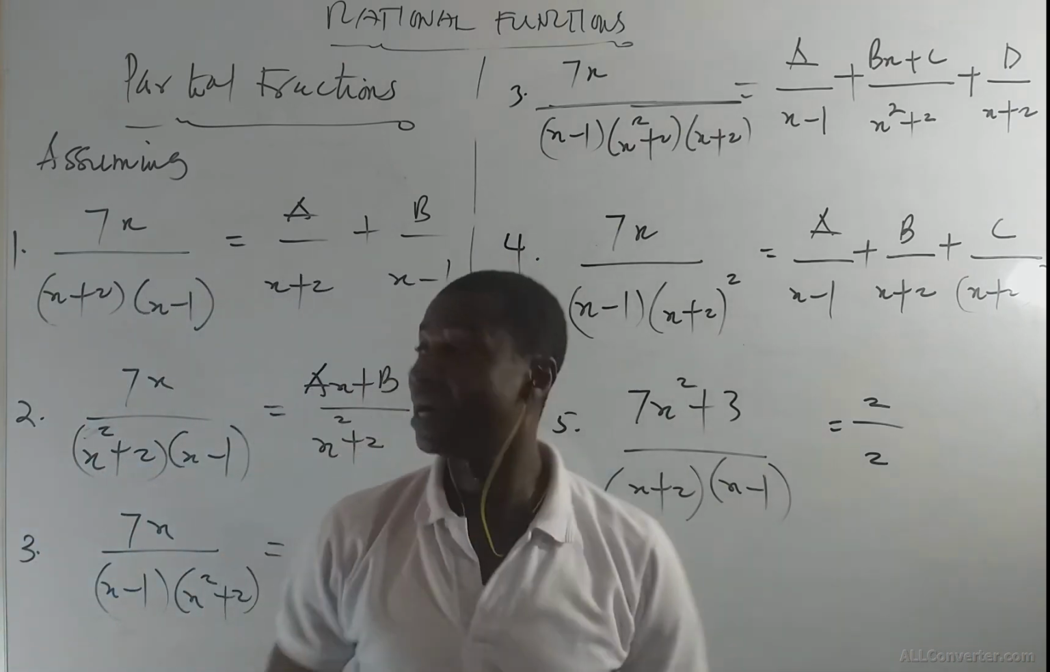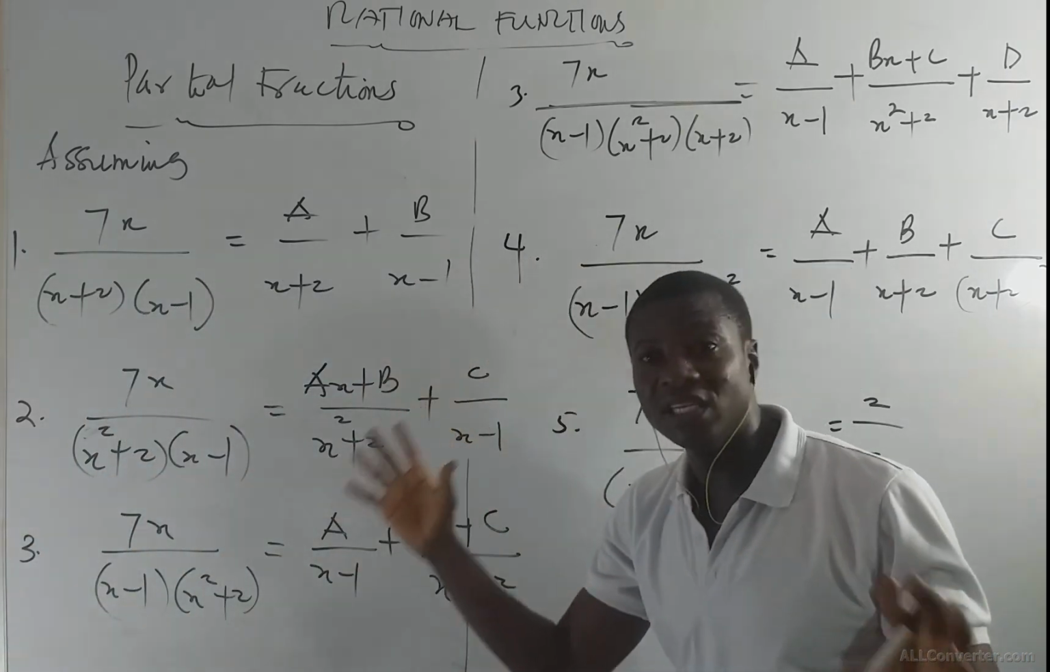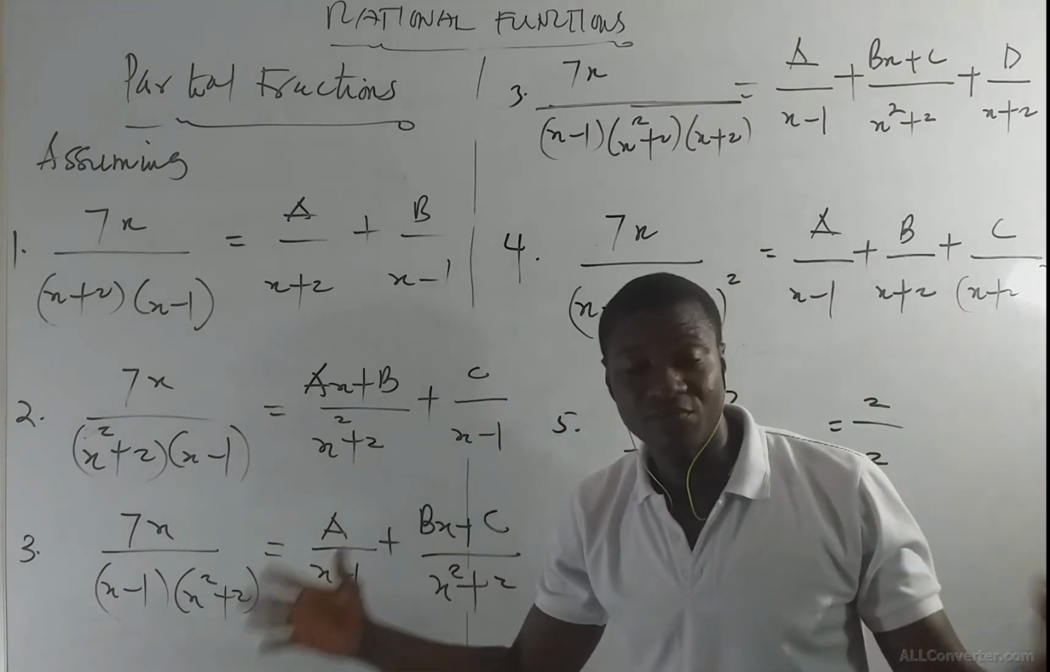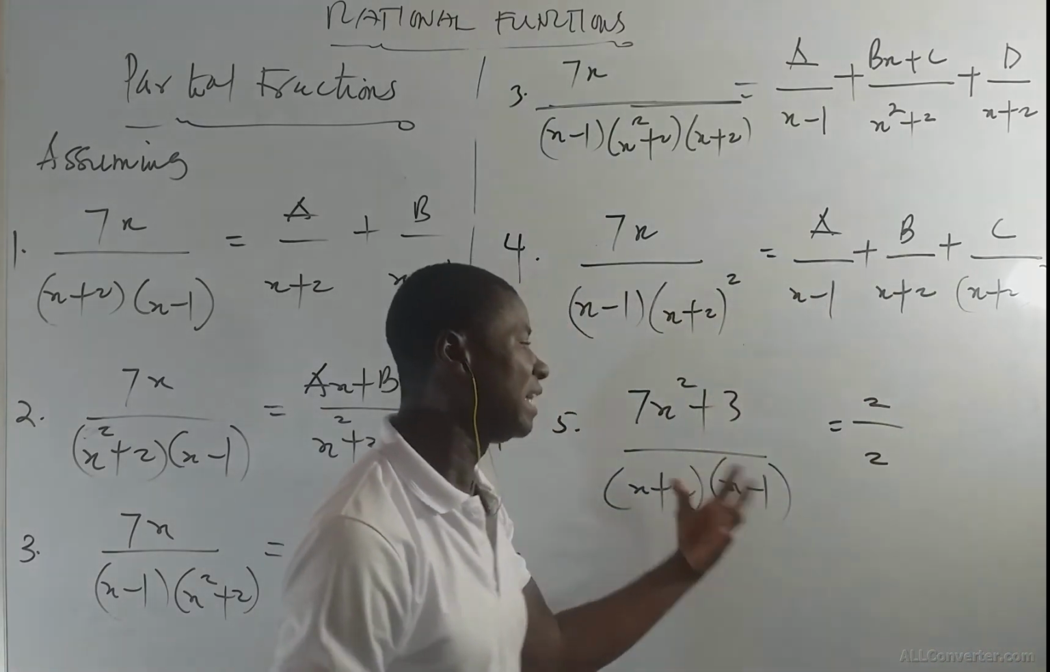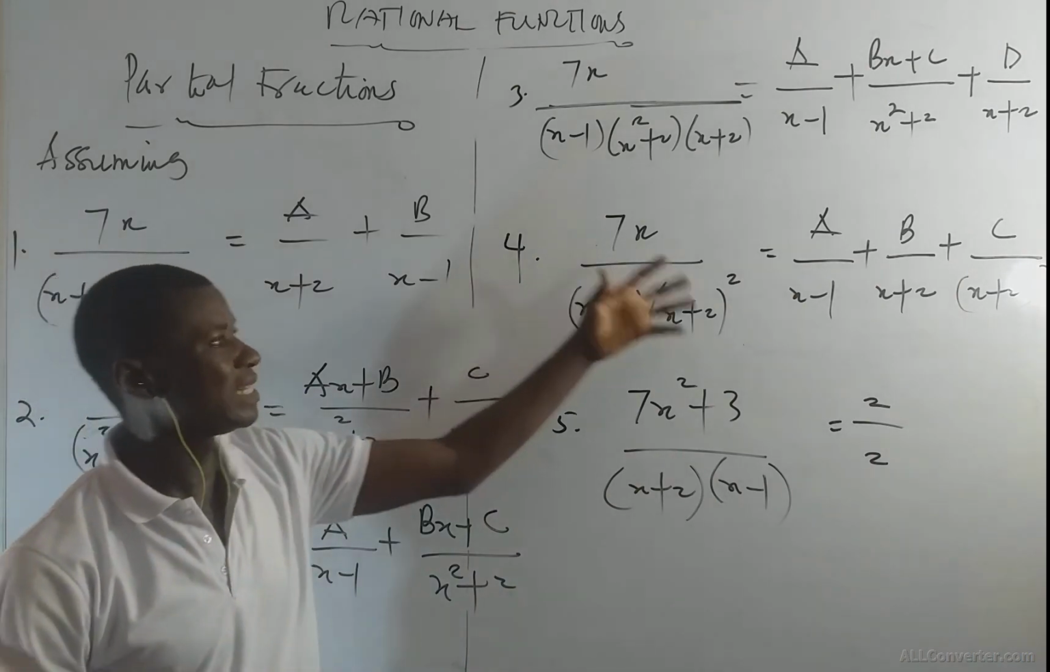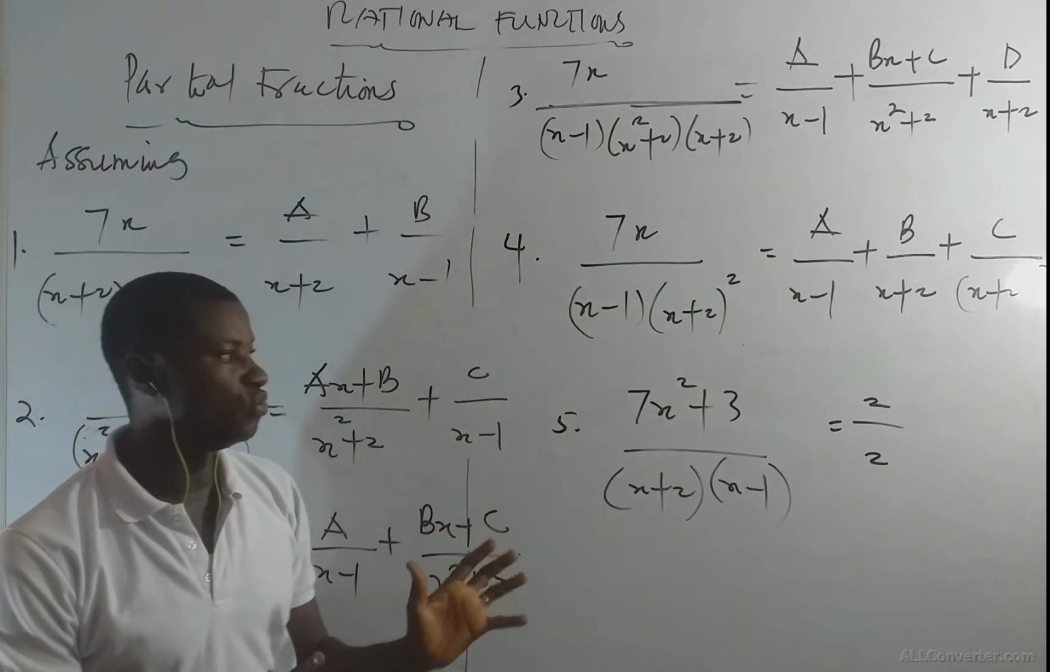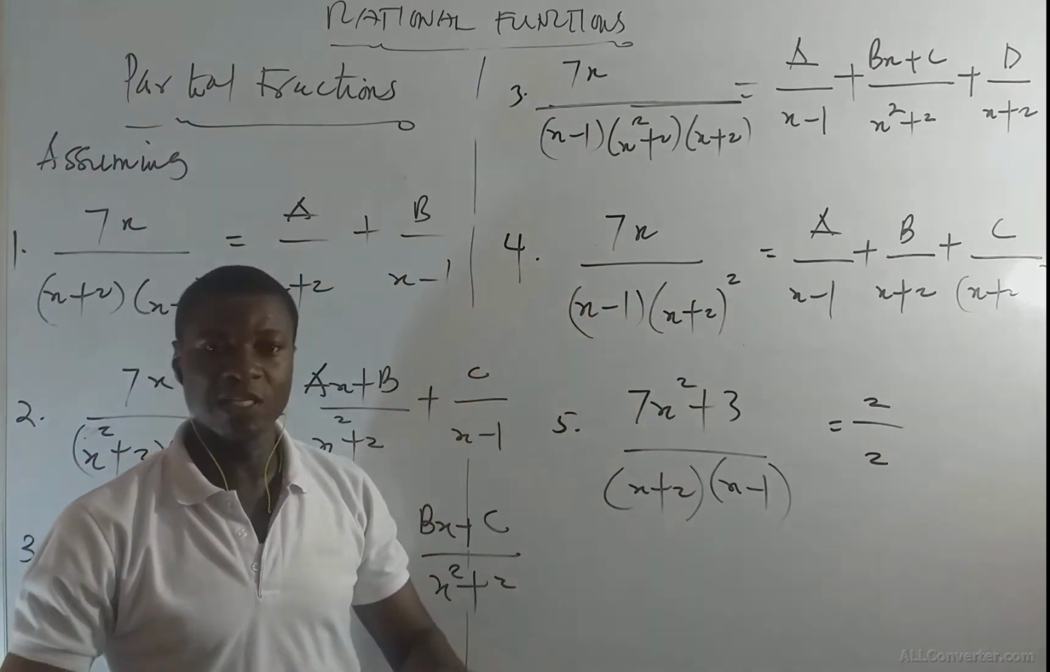But for now, in general, this is what we call the denominator with a linear factor, denominator with a quadratic factor, denominator with a repeated factor, and the improper fractions. So when we start solving questions, you will appreciate what we are going to do. But that will be all for now on this particular episode.